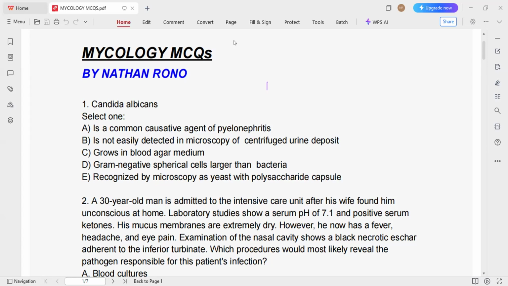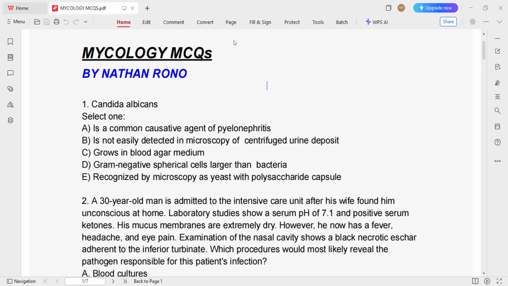Is it Proteus? No. Klebsiella? Not Klebsiella. It's actually E. coli, okay? E. coli is the most common cause of pyelonephritis because it starts as a UTI as it ascends towards the kidney, okay?